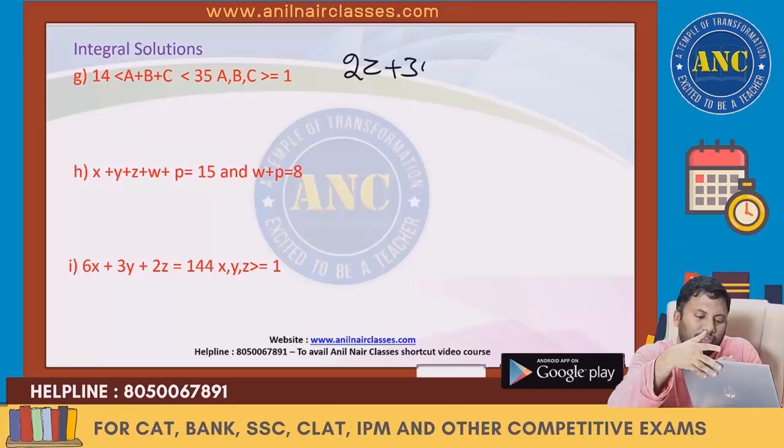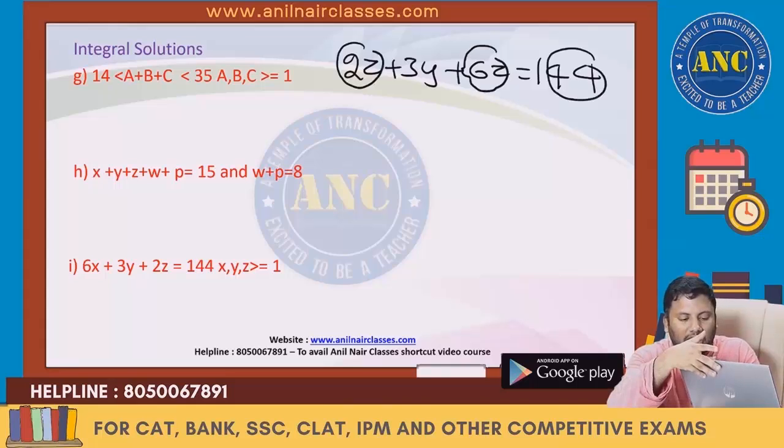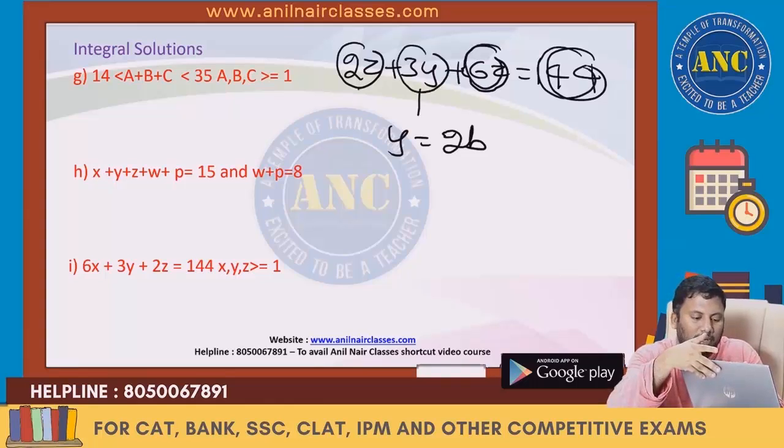2x plus 3y plus 6z equals 144. x is an even number, y should be an even number. Multiple of 3, z should be a multiple of 3.